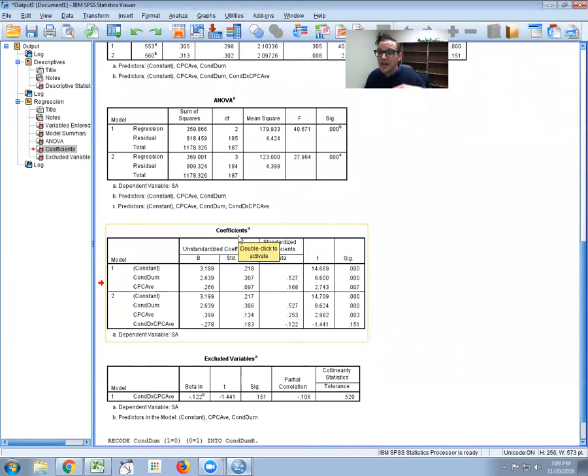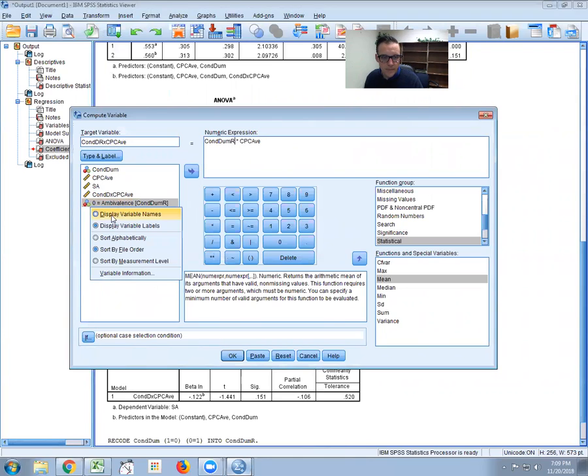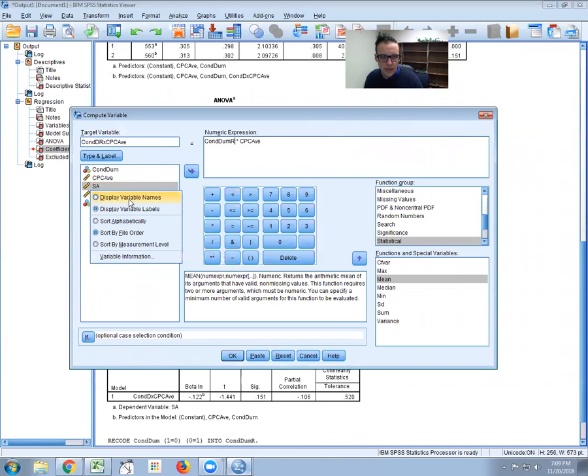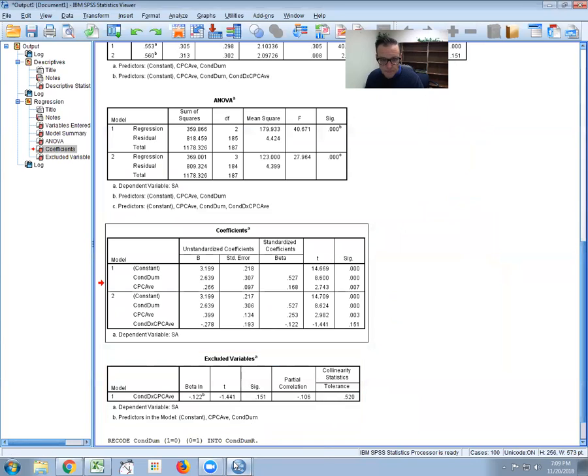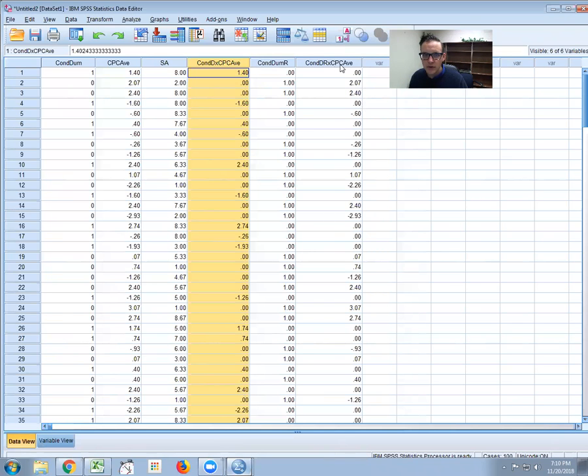And OK. But now we have to recalculate our interaction term. So we go to transform, compute variable. All I'm going to do is put an R on there since it's basically the same. See, right click and click display variable names. It helps me. But you can see there that the only difference between these two is that there's an R. So I just typed in an R there. And then I click OK, go to my data, and there's the new interaction term.